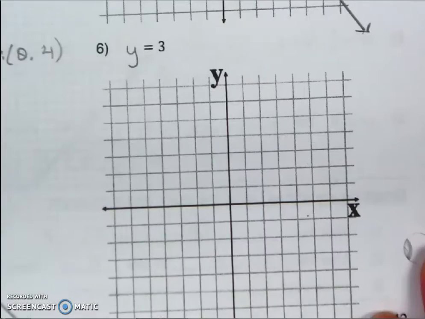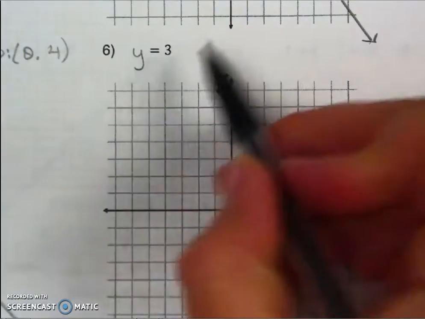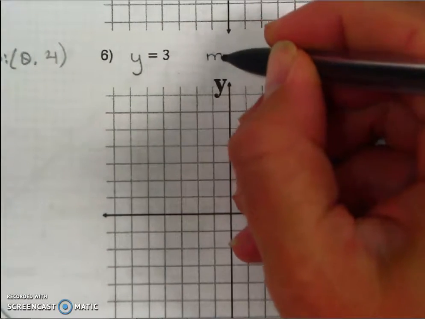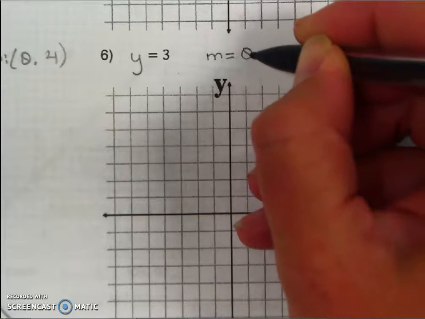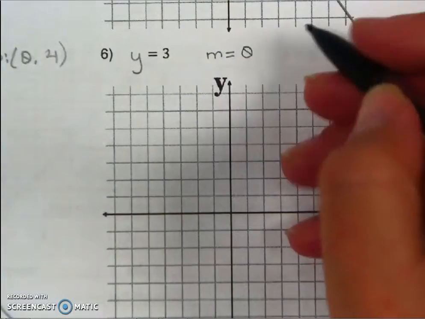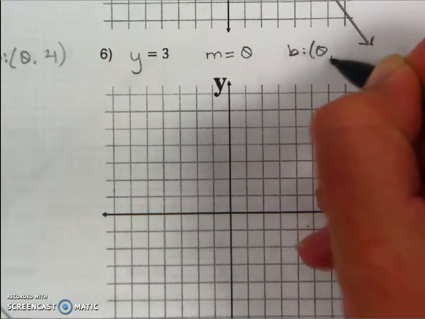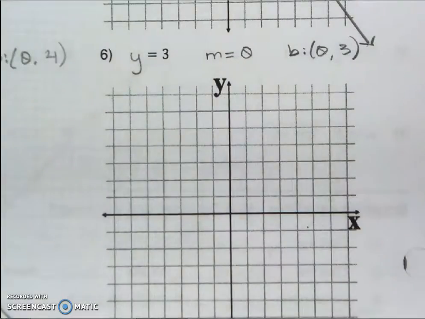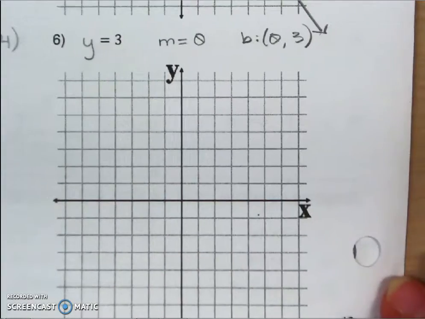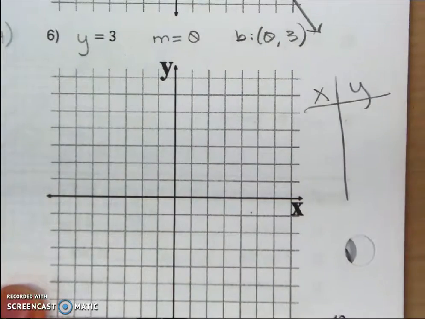All right, last one. Ooh, tricky one. Y equals 3. Okay, remember, there's no x on this one, so that tells me the slope is 0, which means we're not going to move from our initial point, really. But our y-intercept here is going to be 0, 3. Now, if we were to put in a table of values for this, I'm going to draw a little table of values so you can see exactly what happens here.